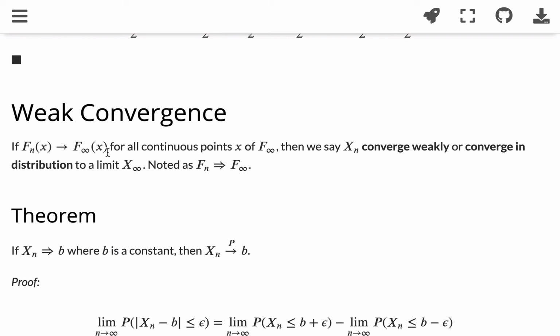So, definition. Fn converges to F if Fn is a distribution function, and F infinity is also a distribution function, and Fn converges to F infinity for all continuity points x of F infinity. Then we say Xn is a random variable having the distribution Fn. We say that Xn converges weakly, or converges in distribution, to a limit X infinity, and we write Fn double arrow F infinity. So that's the definition.